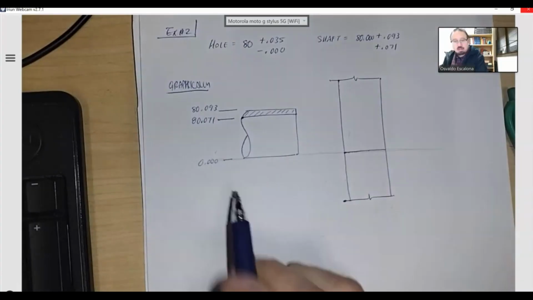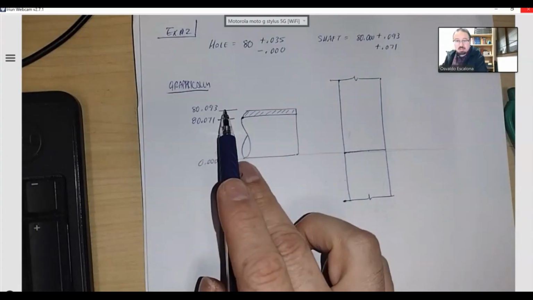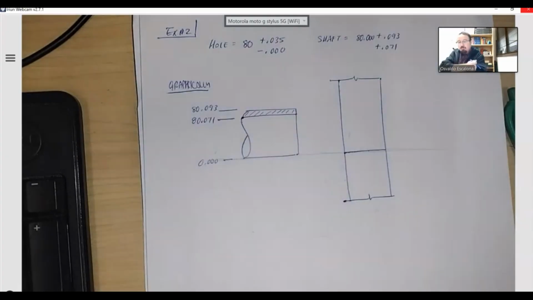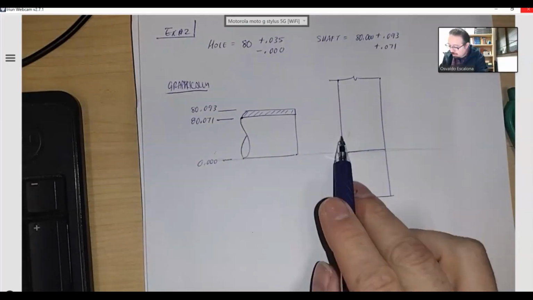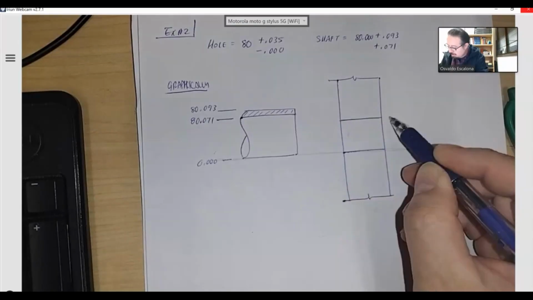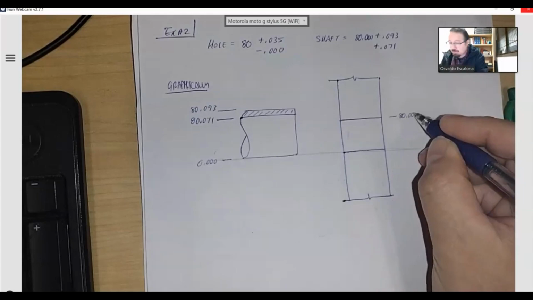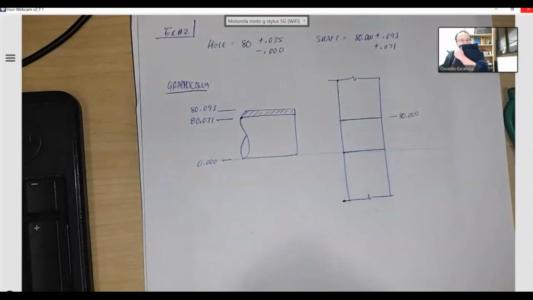0.000. If I want to go up, I get bigger. If I go a little bit more up, I get even bigger, right? What about the hole? The hole is 80. What if this is 0 and I'm going upwards? 80 will be somewhere about there. That will be 80.000. It's kind of like when you do elevations, in terms of height, right?